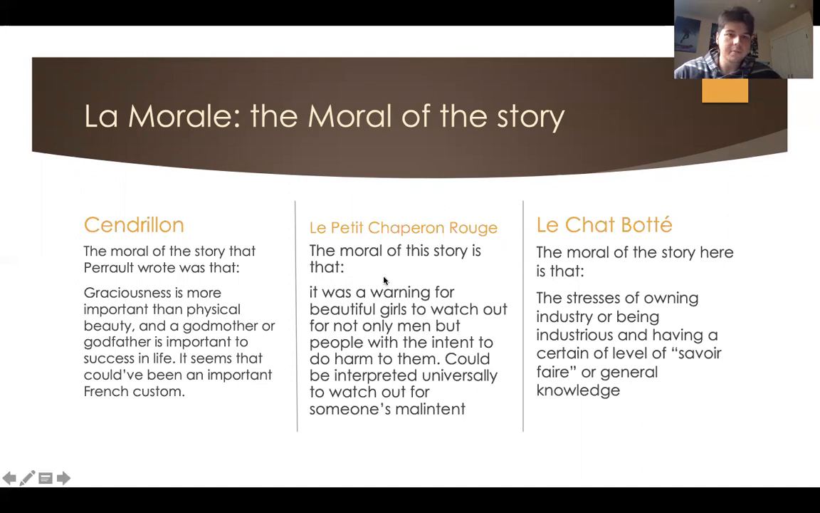For Le Petit Chaperon Rouge, or Little Red Riding Hood, the moral of the story is that there was a warning for beautiful girls to watch out for men who could be dangerous, but not just men, but watch out for people who might want to do harm to them in general. This could be universally interpreted to watch out for somebody's malintent.